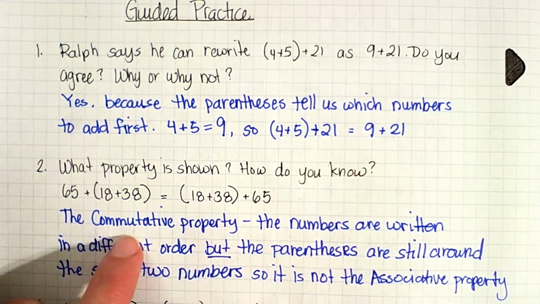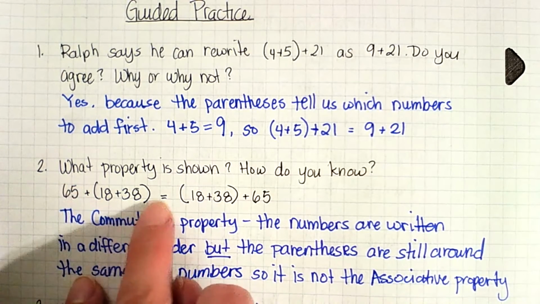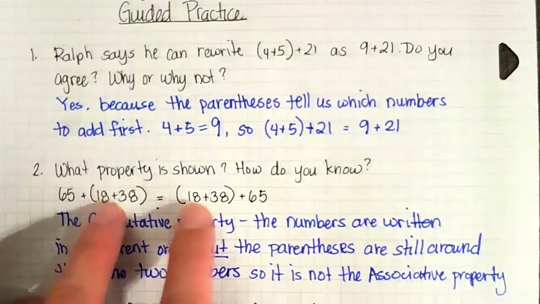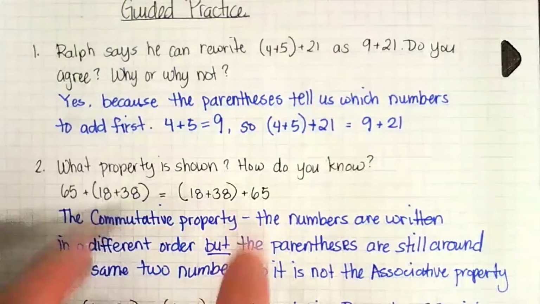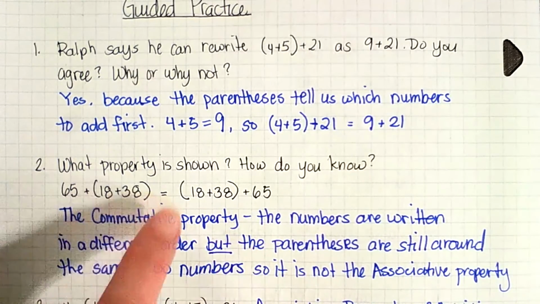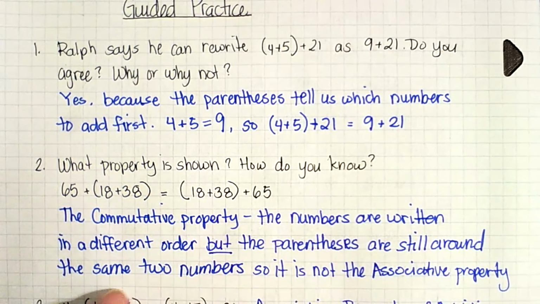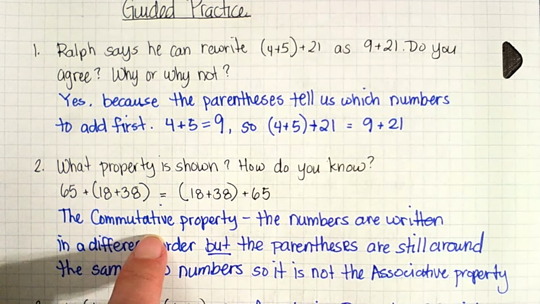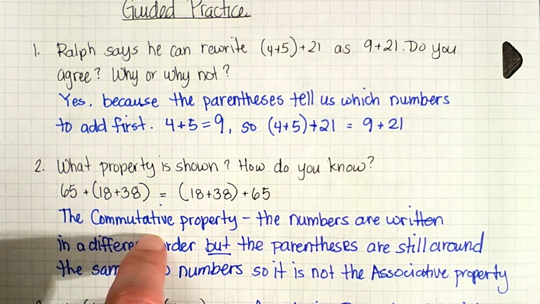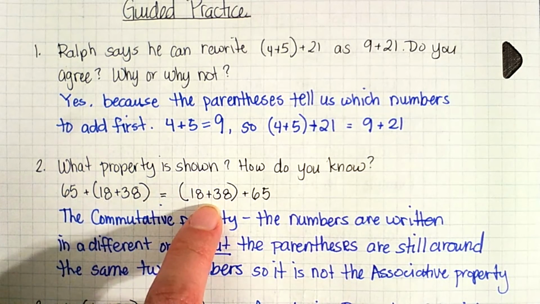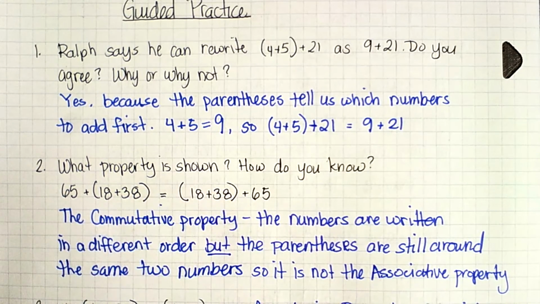Here, this is actually the commutative property because all they did was they moved the 65 to the other side. So now the 65 is on the end instead of being on the beginning, but they didn't change the grouping. The grouping is still exactly the same. So this is the commutative property because the numbers are in a different order, but the parentheses and the grouping of the 2 numbers hasn't changed. So it's not the associative property, it is the commutative property. So when you see questions that show up like this in your independent practice or on your test in the future, pay attention to the numbers in parentheses because they may try to trick you that way.